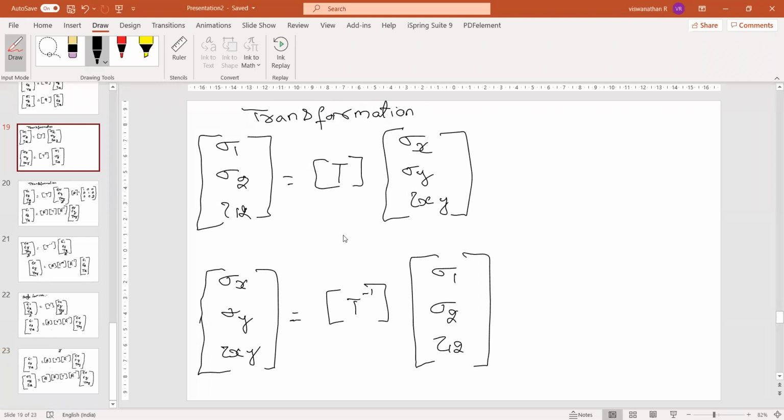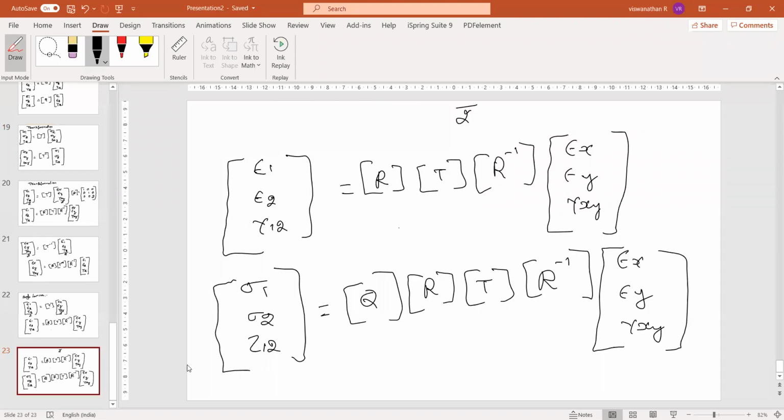I'm not able to hear the answer. By the time you mute yourself, please tell me properly. So inverse transformation. Yeah, inverse transformation matrix. Okay, so if you have to find the global stresses from the local stresses, we need to use the inverse transformation matrix.